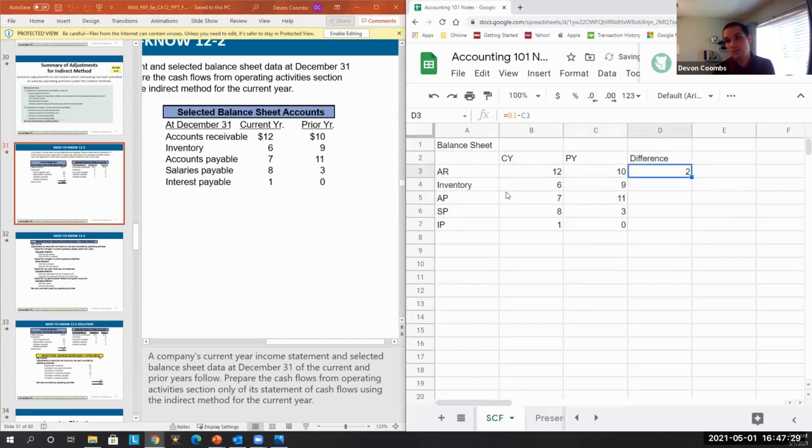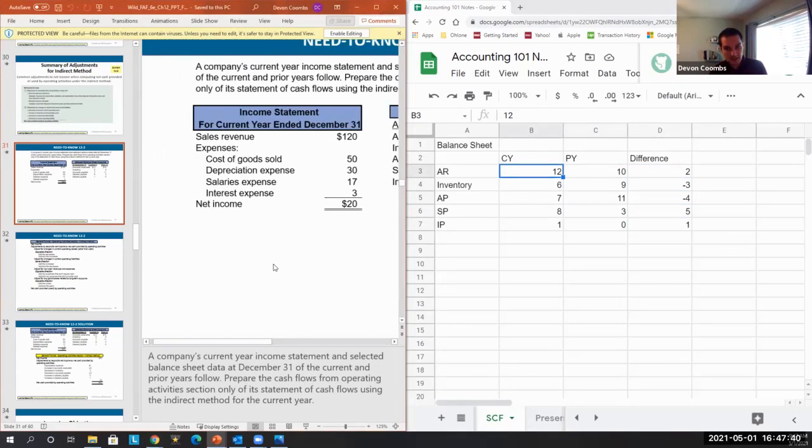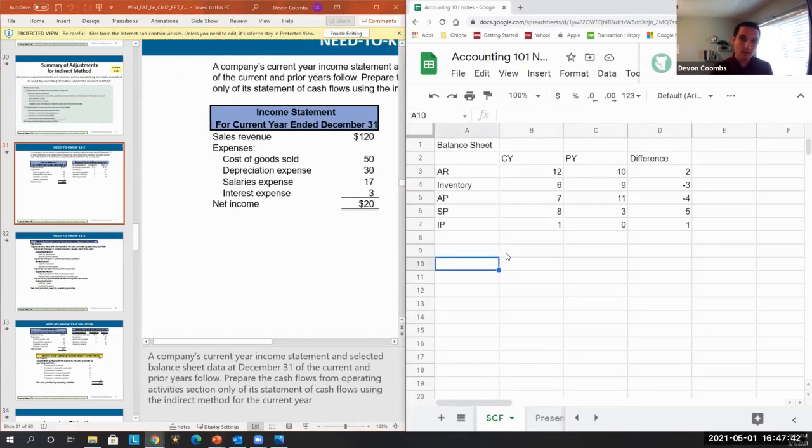So how did it grow? AR went up that amount. Those are our changes, right? Then we also have income statement. We have to see our non-cash activities. Non-cash interest and expense. Income statement. Sales, cost of goods sold, depreciation, salaries expense, interest expense, net income.